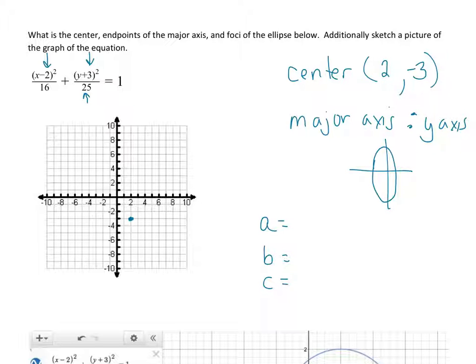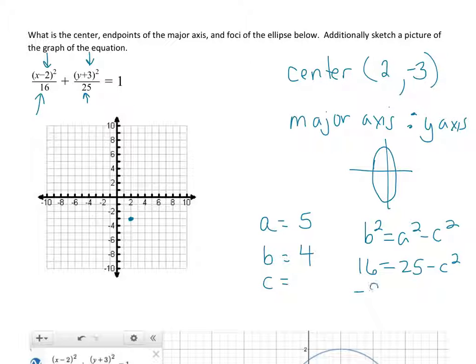So since the bigger number is 25, A is the square root of 25, which is 5. B is the square root of the smaller number, so that would be the square root of 16, which is 4. C we do not know, but if you remember the relation B squared equals A squared minus C squared, we can say 16, because 4 squared is 16, equals 25 minus C squared. Subtract 25 from both sides, you get negative 9 equals negative C squared. I can turn both of those negatives positive just by dividing. So C is going to be the square root of 9, which is 3.